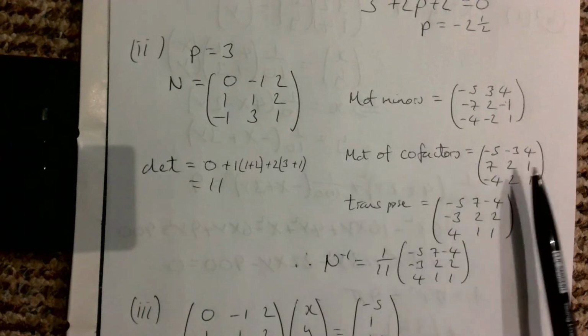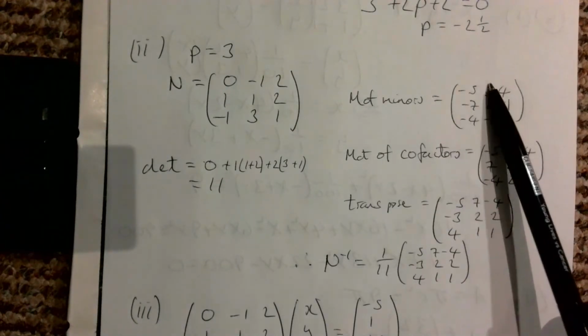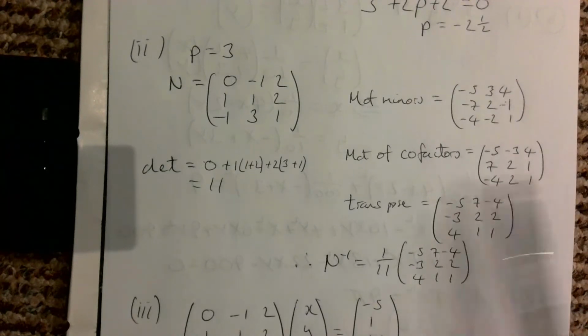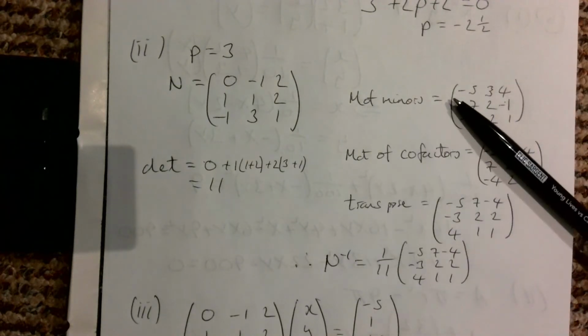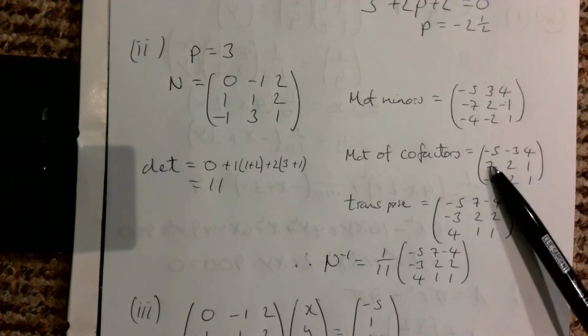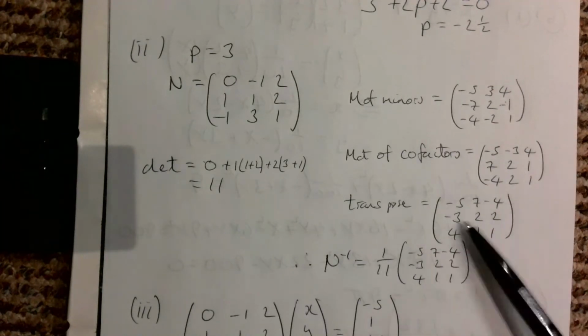Matrix of cofactors is our second step. So I change the sign of this one, this one, this one, and this one. That's what I've done here. Transpose, so I kind of reflect it in that line there. So that 4 goes to there, that 7 for example goes up to here, so we end up with that.